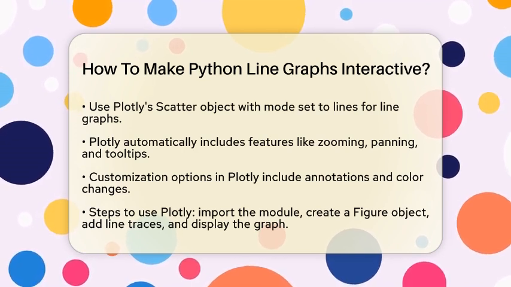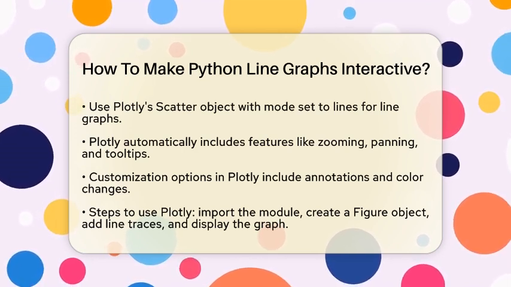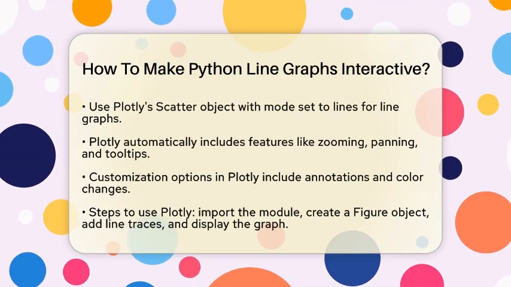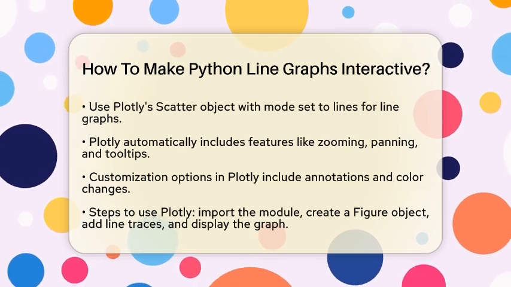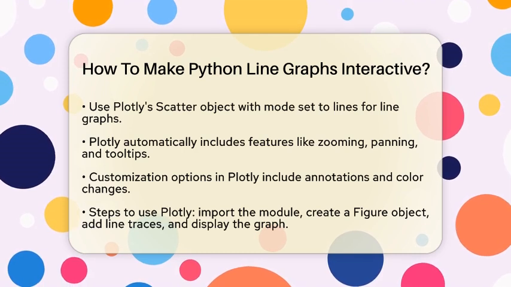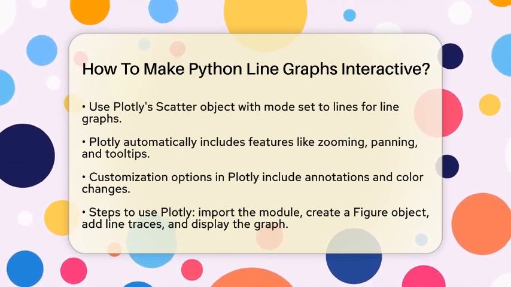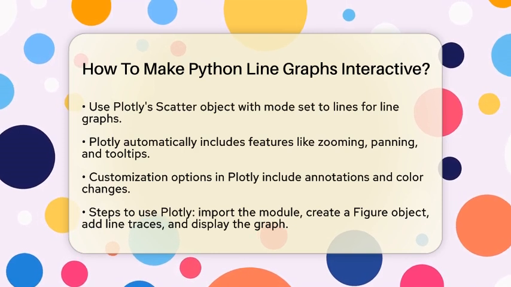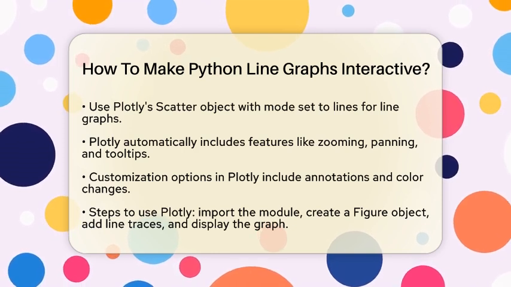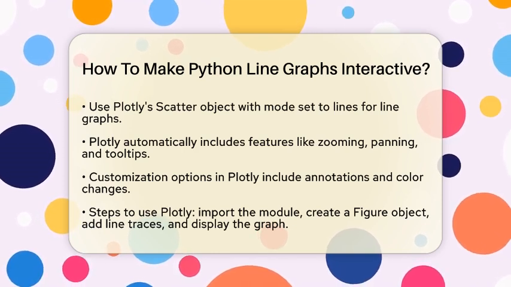This library also allows you to create interactive visualizations, but it uses JavaScript to render them in web browsers. To make a line graph interactive with Bokeh, you will create a figure object and add a line glyph. Bokeh comes with interactive tools like pan, zoom, and hover tooltips right out of the box.